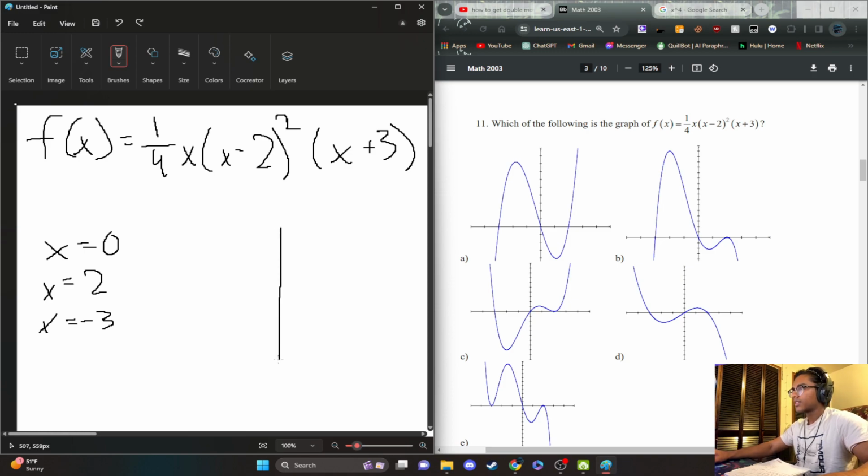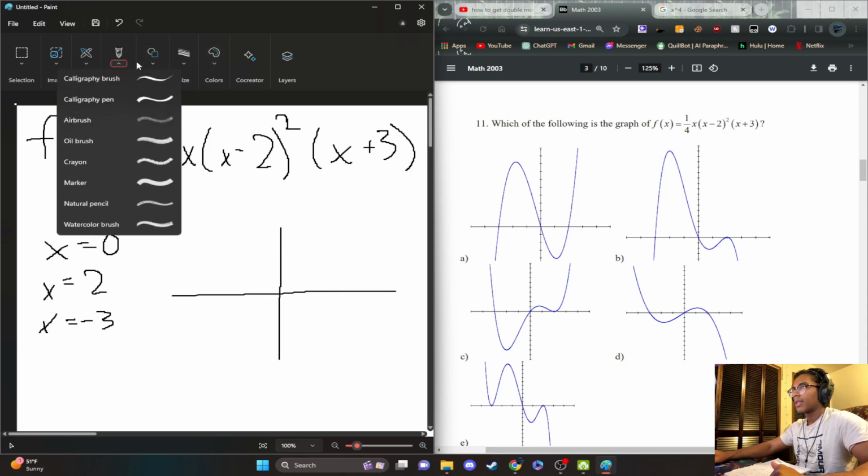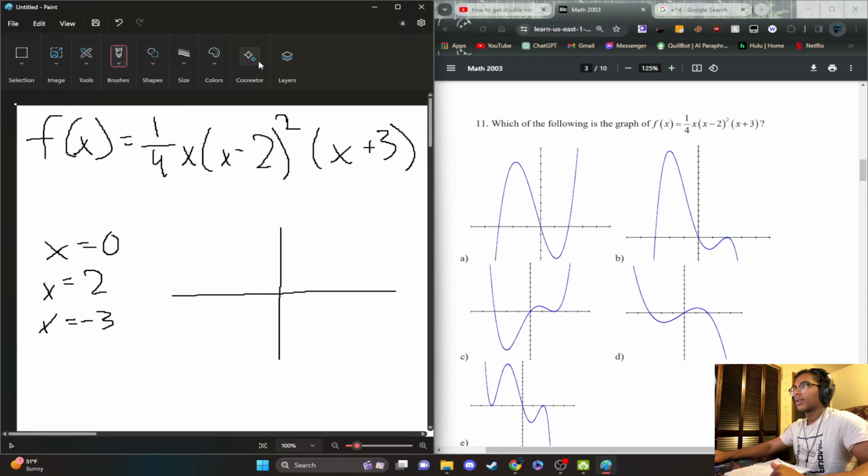So when the graphs are giving the x values, that's basically saying those are the places that it's going to touch. So for example, let me get a different color. Let's say this is negative 3 right here. It's going to touch 0. This is 0 right here. And it's going to touch 2. Now, we understand that part, right?